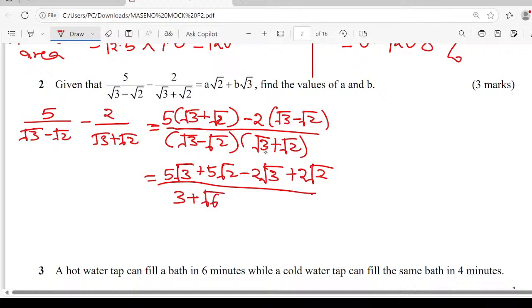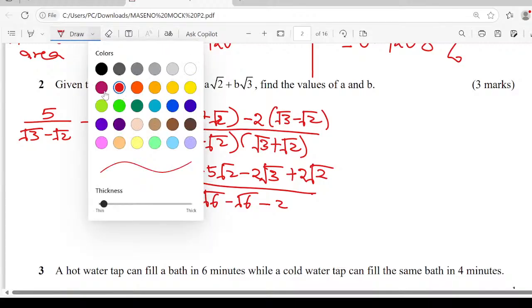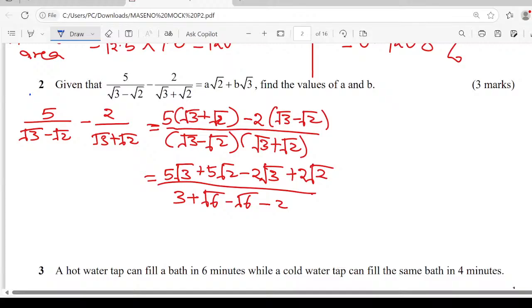Then negative root 2 times root 3, I'm going to get negative root 6. Then negative root 2 plus root 2, I'm going to get minus. That will be negative root 4, which is just like saying minus 2. Then let's see what happens. Look at your numerator, dear learners. Do we have anything cancelling in the numerator? We don't.